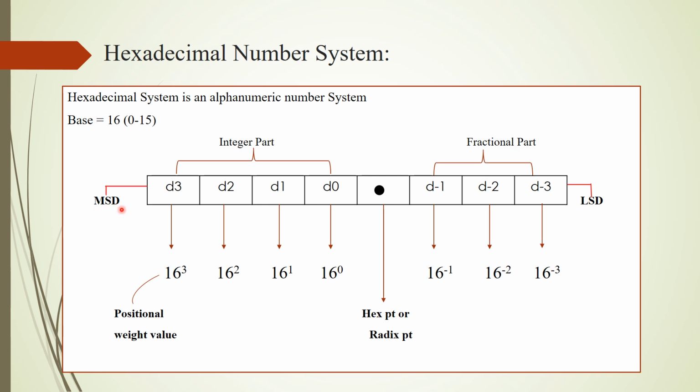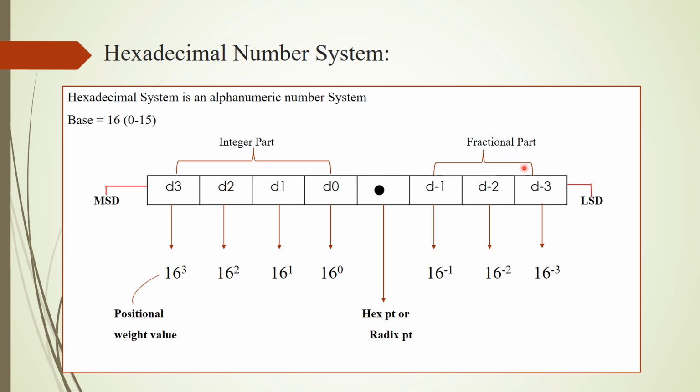MSD, that means most significant digit, LSD, least significant digit. The weight value of each and every digit is 16 raised to 0, 16 raised to 1, 16 raised to 2, 16 raised to 3 for the integer part. The base of the hexadecimal number is 16. That's why we have to select the powers 16 raised to 0, 16 raised to 1, 16 raised to 2, 16 raised to 3 like that.